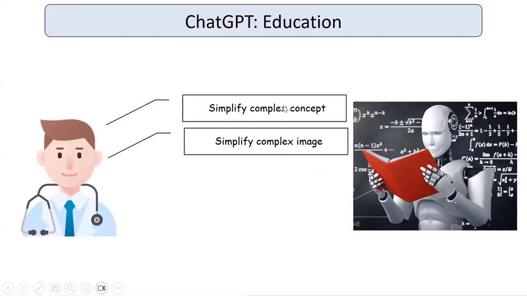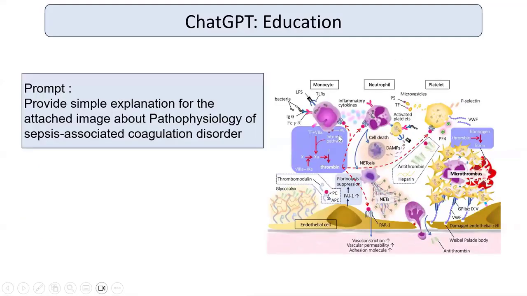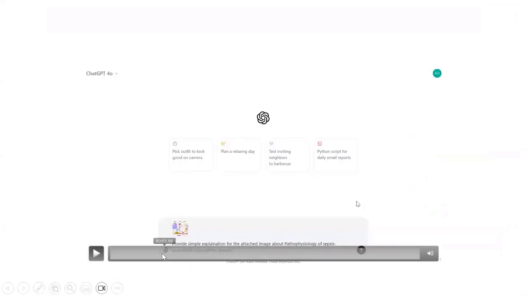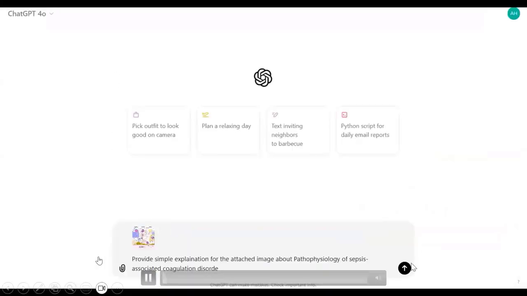The second thing, we can have some complicated image like that. This is a very complicated image. We can ask it to provide a simple explanation for the attached image about the pathophysiology of sepsis-associated coagulation disorder. And again, this can be used only with ChatGPT 4, because the attachment function is available only for ChatGPT 4, not for ChatGPT 3.5.